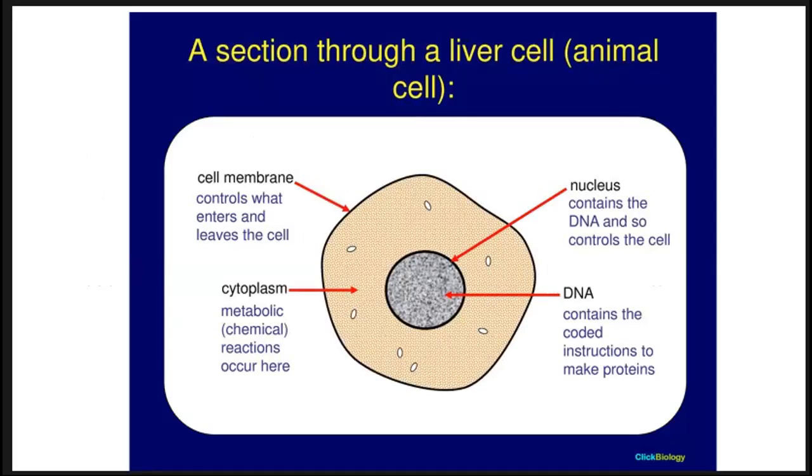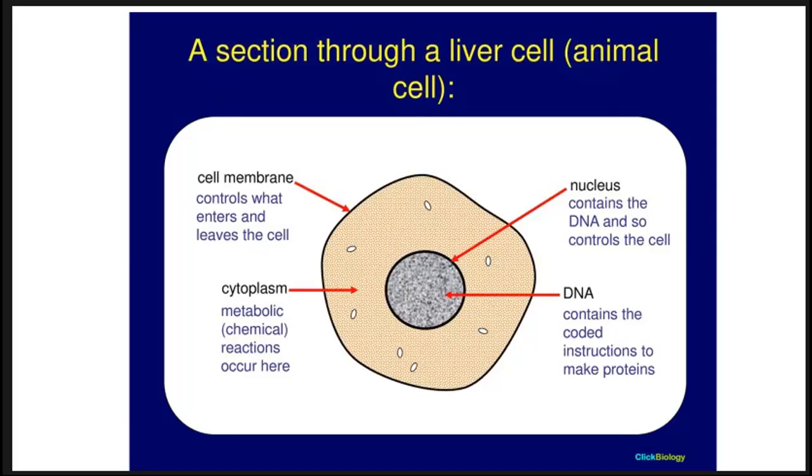Then we have the fluid part, which is the cytoplasm, and basically metabolic chemical reactions occur here. It is a site of chemical reactions. And another enclosed membrane structure here is the nucleus, which basically contains DNA and so controls the cell. We'll cover the function of DNA later.